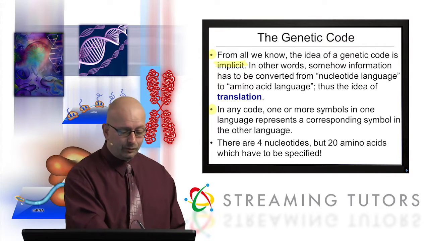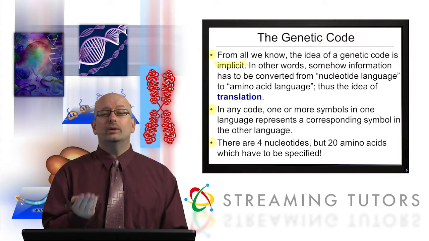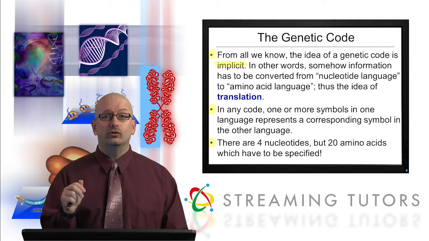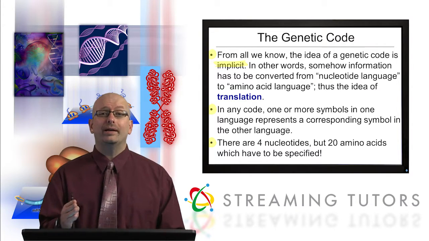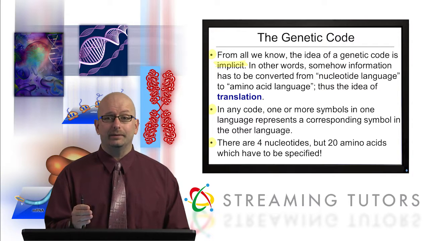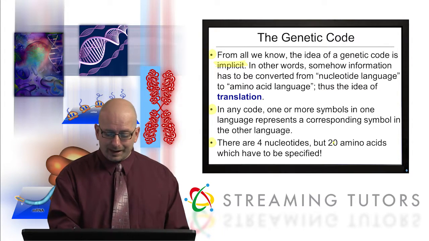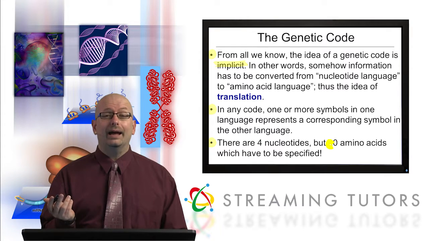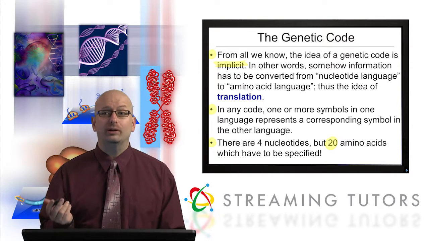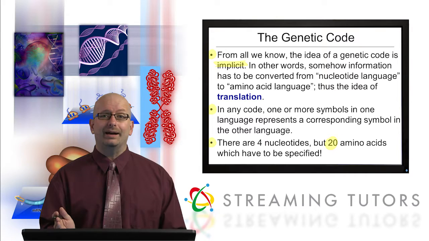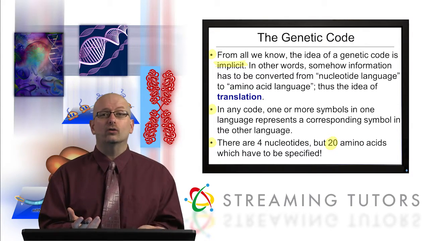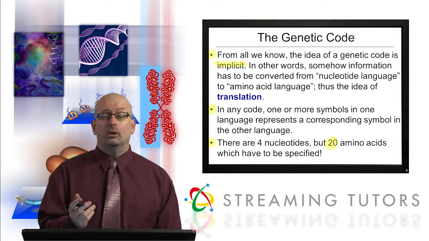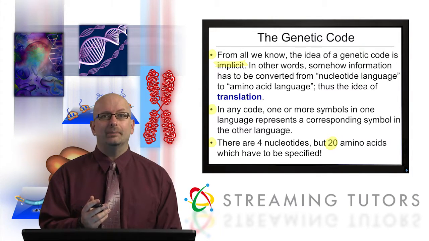So somehow, there's the bottom line. There are 4 nucleotides in the nucleotide language, because remember, what they really are are A, G, C, and U, because it's the RNA that's going to be directly translated. But there are 20 amino acids, and there are necessarily 20. They have to be specified. So you can clearly see, we're going to talk about this for a minute, it can't just be a one-to-one correspondence, but no one said it was.